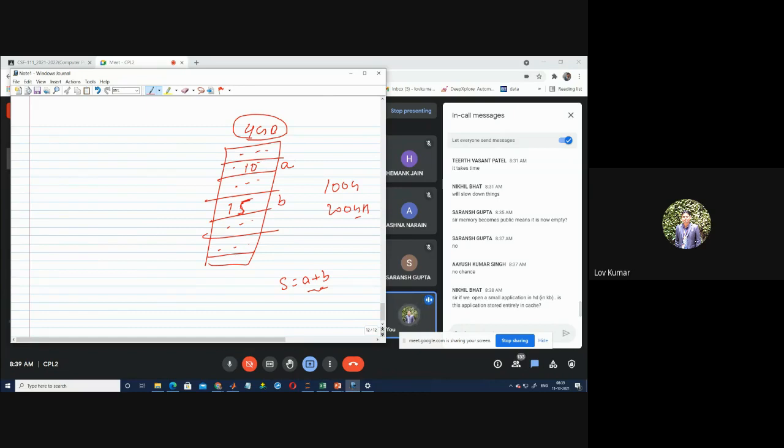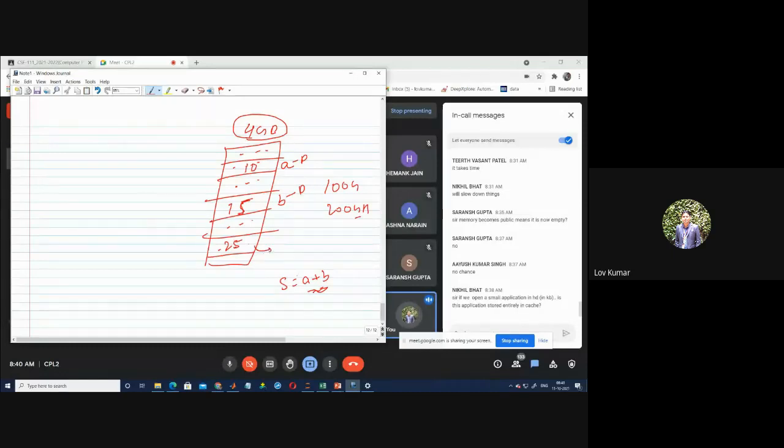Now this memory becomes your private property. No one can access this memory until your task is completed. Until then, this memory becomes the private property of your program. After that, the CPU has already executed this instruction and is going to print 10 plus 15 equal to 25, and reflect your data.